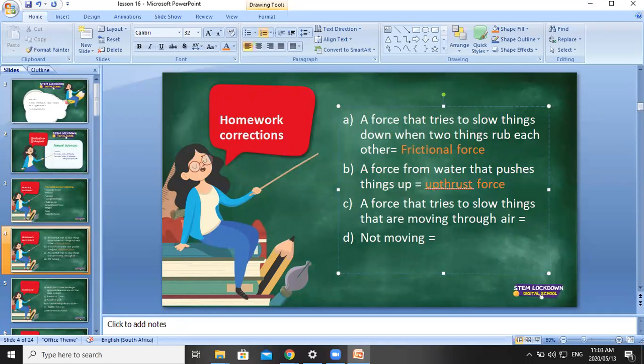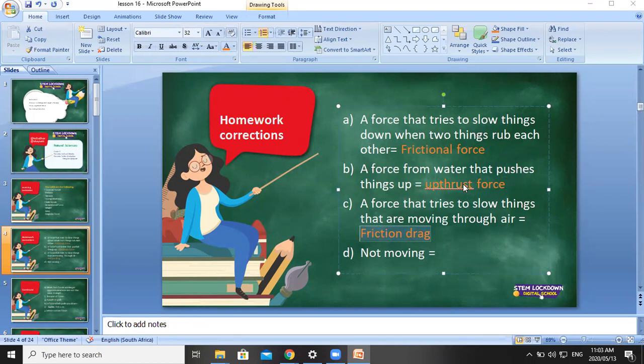For C, a force that tries to slow things that are moving through air, what do we call it? We already know that any force that tries to slow things down, we call friction. But what type of force is this one? It's a friction drag. We get a friction drag from the air. It is a force that slows objects down as they move through fluids such as air or water. So from air or water, we can still get a friction drag. I hope you are marking your work and taking notes. A force that tries to slow things down moving through air, we call a frictional drag.